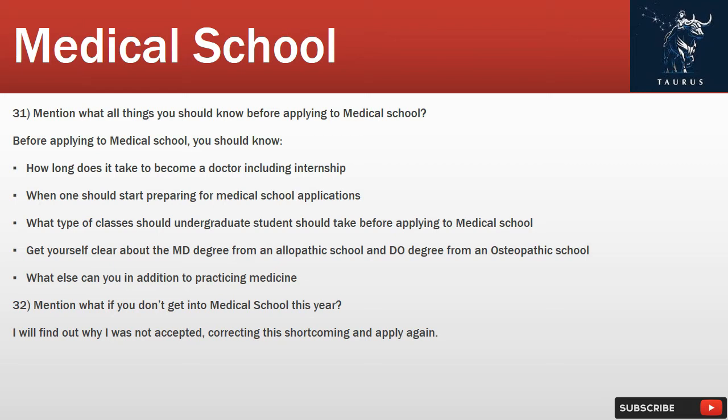Before applying to medical school, you should know: how long does it take to become a doctor, including internship; when one should start preparing for medical school applications; what type of classes undergraduate students should take before applying to medical school; and get yourself clear about the MD degree from an allopathic school and the DO degree from an osteopathic school. What else can you do in addition to practicing medicine?